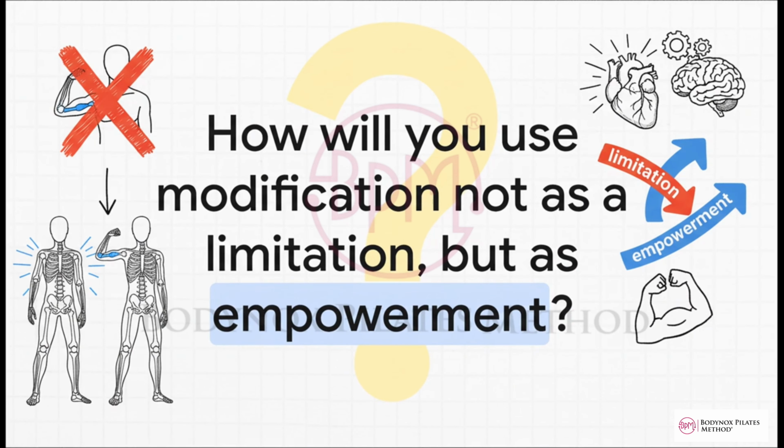Which leaves us with this final thought. You see, understanding contraindications isn't about learning a long list of movements to say no to. It's about gaining the expertise to find a smarter, a safer, and a more effective yes. It completely transforms modification from a limitation into your most powerful tool for empowerment.